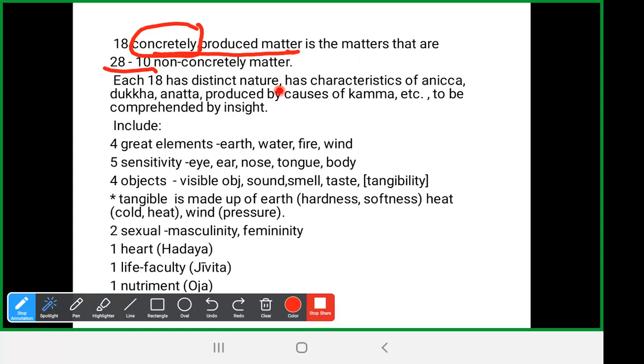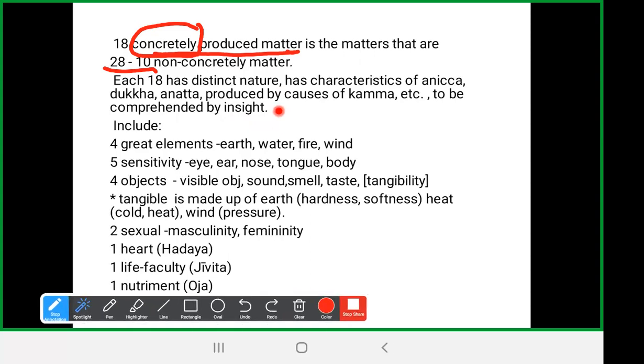So they have distinct nature. They have the characteristic of anicca, dukkha, anatta. They are produced by karma and so on. And you can practice to be comprehended by it. That means that you can take these 18 and practice the Vipassana.